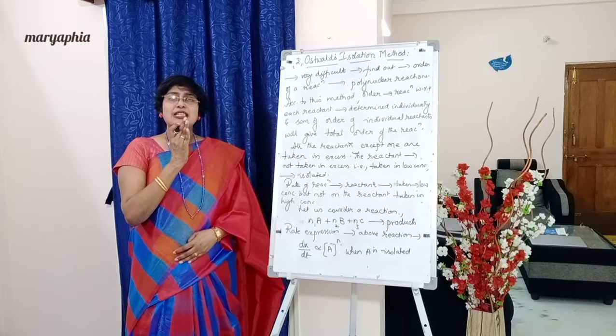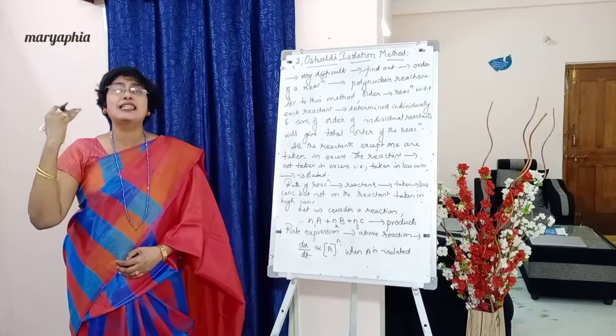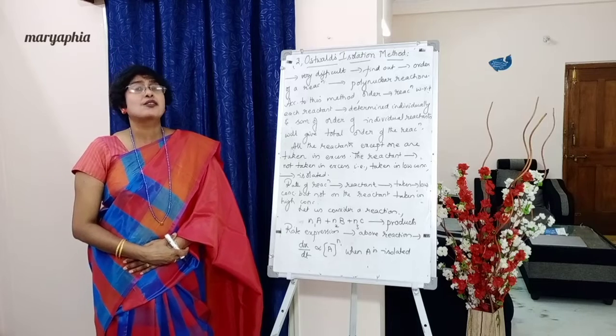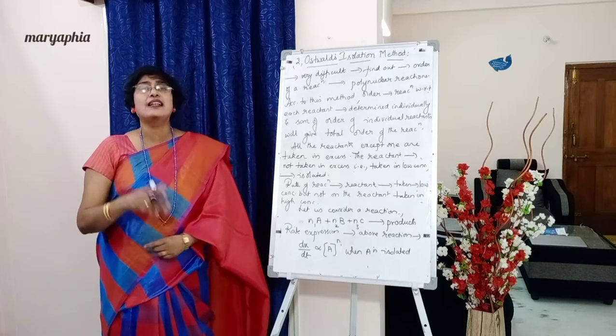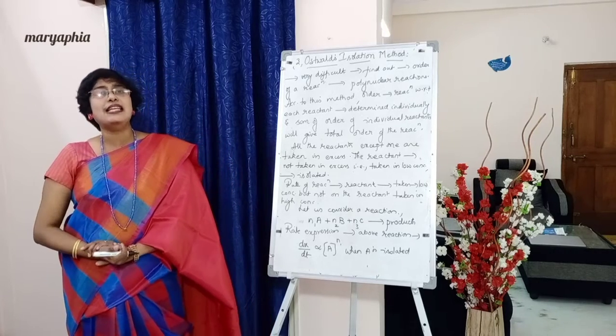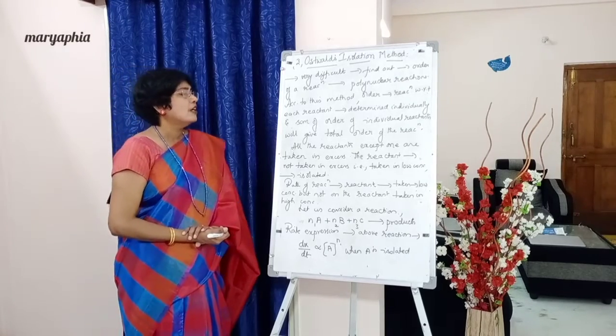Order of the reaction with respect to A, like that till D or till E, however many reactants there may be. So the order of the reaction with each reactant individually is determined. Later all these will be added, so the total will give the order of the reaction. Okay, full stop. Next, below write down.